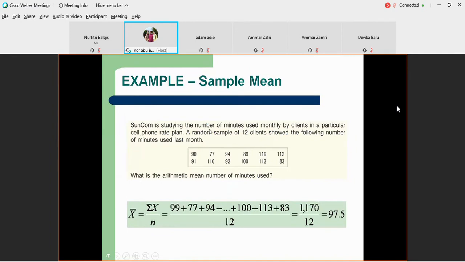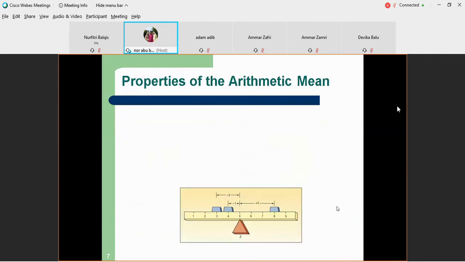Okay, so for example, we have telco Suncom studying the number of minutes used monthly by clients, and this is old data. A random sample of 12 clients, so you have altogether 12 data. Sum up, divide by 12 to get your answer as 97.5 minutes. So you're going to use x bar or sample mean to represent your sample here. This is just the average, everyone knows how to calculate it.